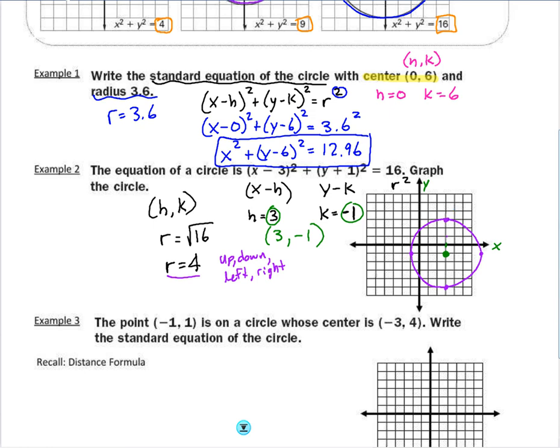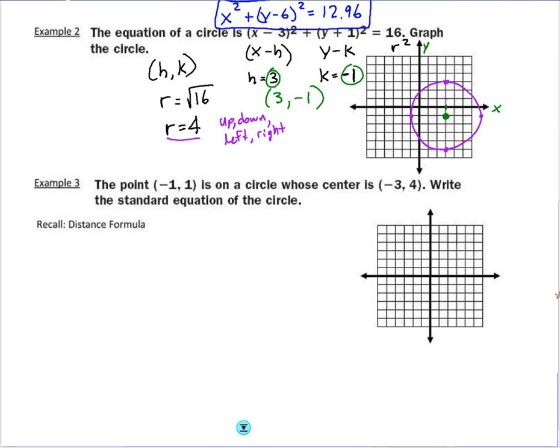Let's look at our final example here. We're given a point on the circle, and we're also given a center. The center of the circle is negative 3, 4, so that's my h and k. Hopefully you can remember that. Write the standard form of the equation. So at the end, we want to write an equation that's going to look like this form.